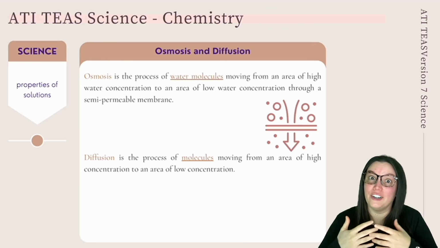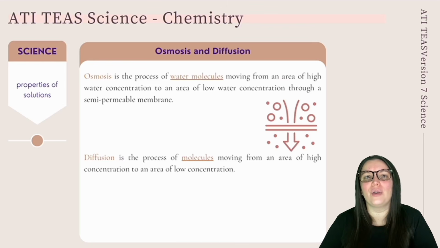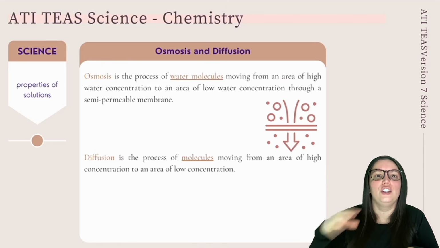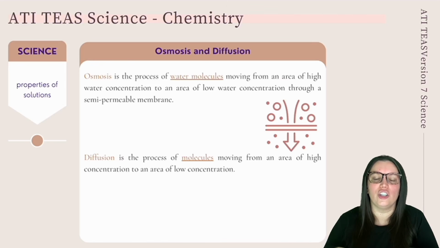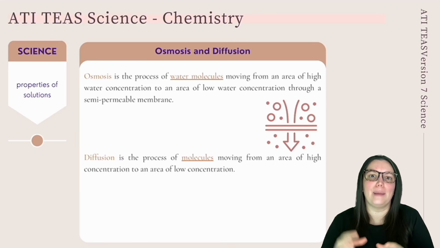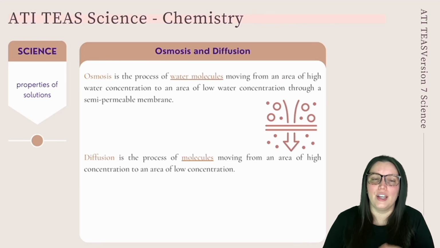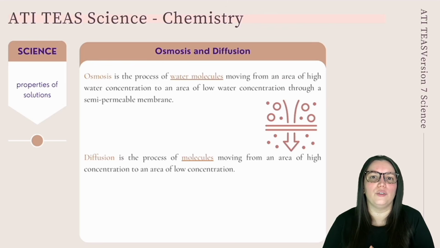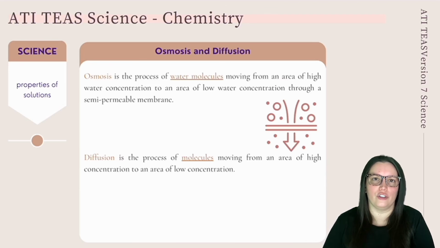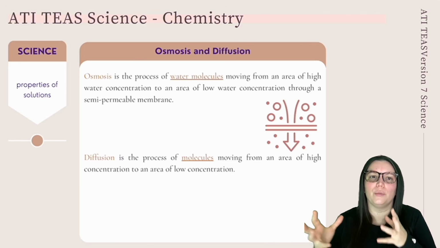Let's talk about a topic you're going to hear in nursing school all the time, and that is osmosis and diffusion. Osmosis is the process of water molecules moving from a higher area of water concentration to a lower area of water concentration through a semi-permeable membrane. A semi-permeable membrane is a barrier that allows some molecules to pass through, but not others. Diffusion is the process of molecules moving from a higher area of concentration to a lower area of concentration. Osmosis and diffusion are both considered passive transport processes.